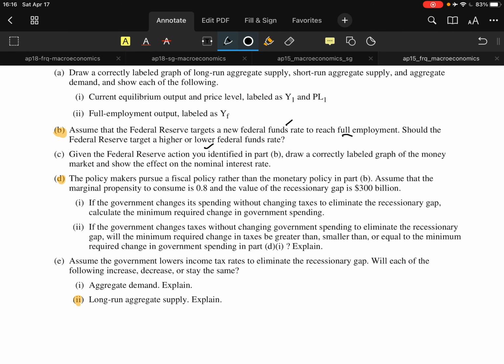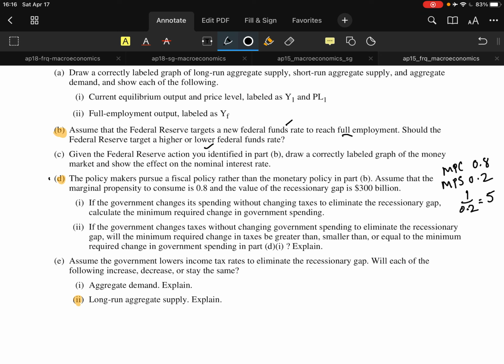For D, policymakers pursue a fiscal policy rather than monetary policy. In part B, assume that marginal propensity to consume is 0.8 and the value of the recessionary gap is 300 billion. So the first thing, if MPC is 0.8, we know that MPS is 0.2 because these two things need to add up to 1. And we also know that the value of the spending multiplier is 1 divided by 0.2, or 5.